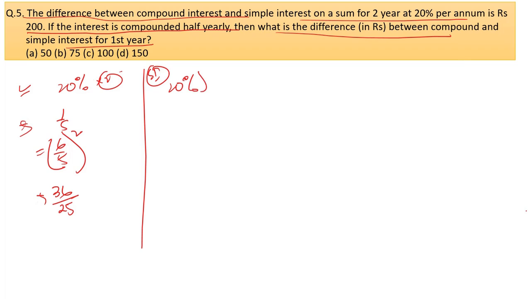20% for 2 years. 20% is 1 by 5 into 2, this is 2 by 5. Again, this one is the principal. This is 25 and 1 is 5.